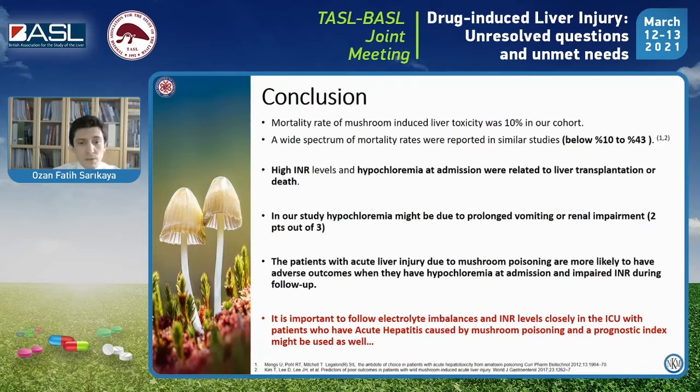And the patients with acute liver injury due to mushroom poisoning are more likely to have adverse outcomes when they have hypochloremia at admission and impaired INR during follow-up. So finally, it is really important to follow electrolyte imbalances and INR levels closely in the ICU with patients who have acute hepatitis caused by mushroom poisoning, and the prognostic index might be used as well.